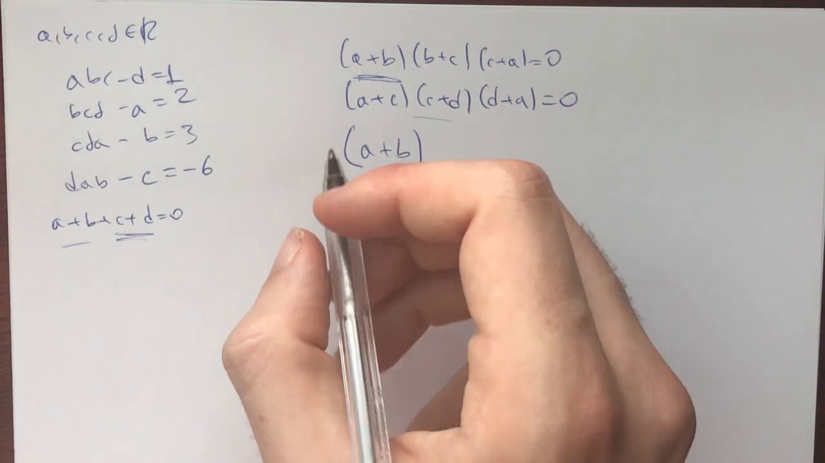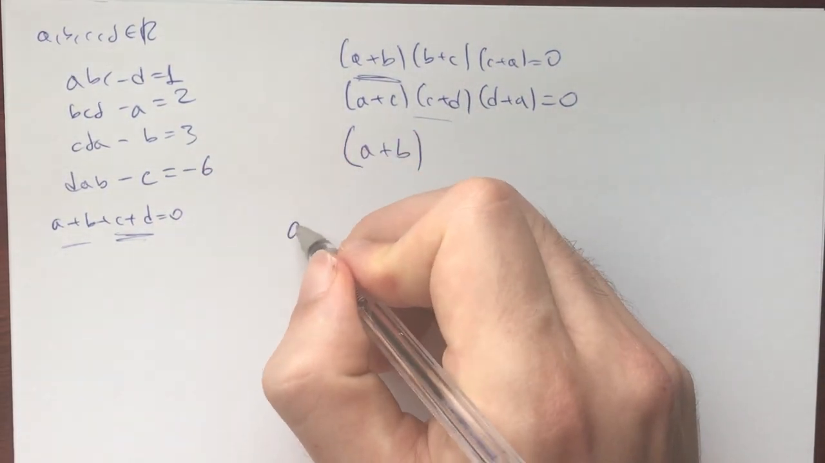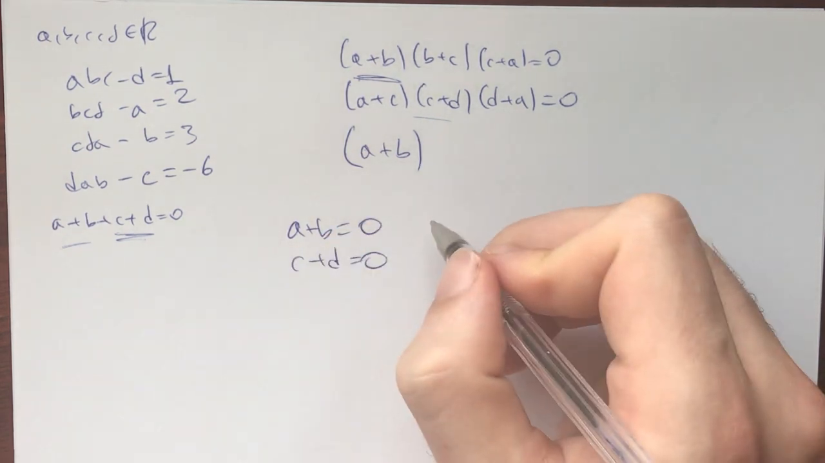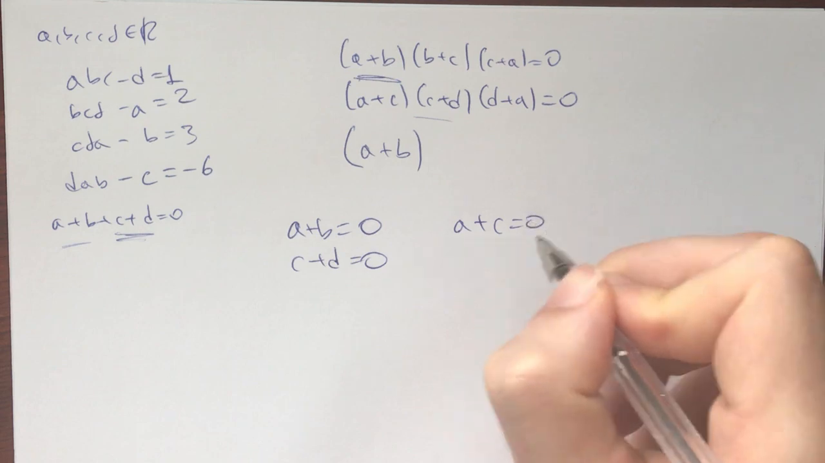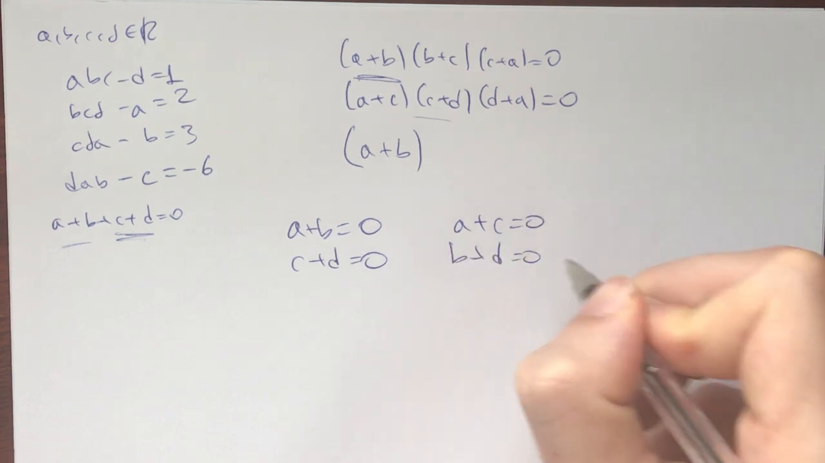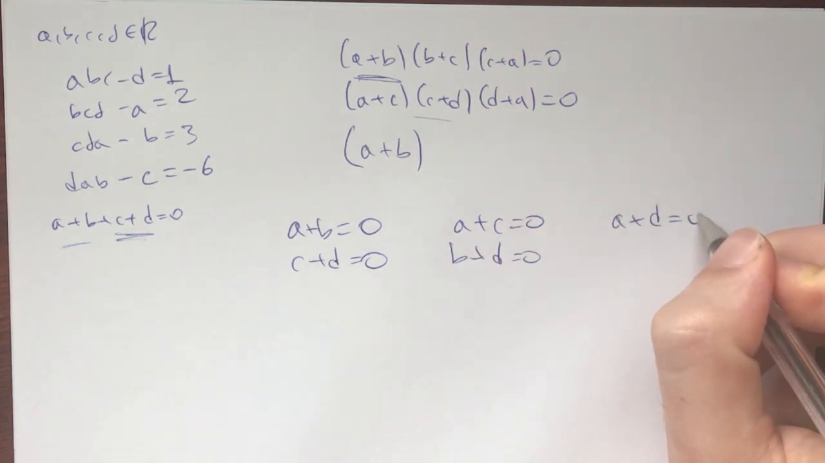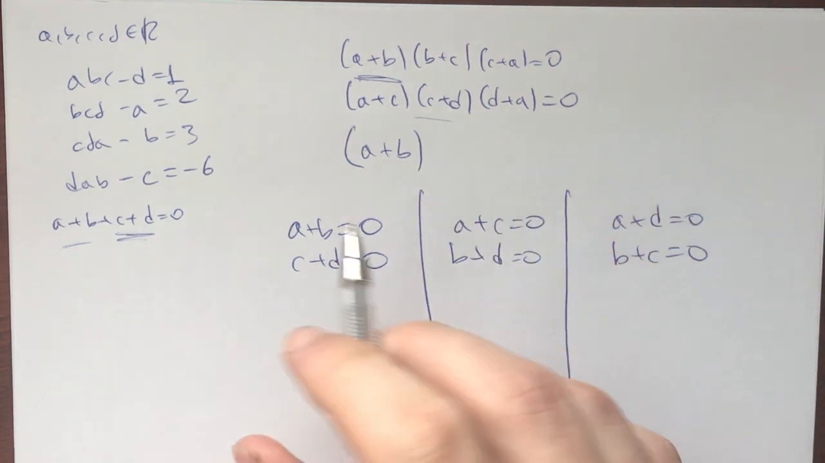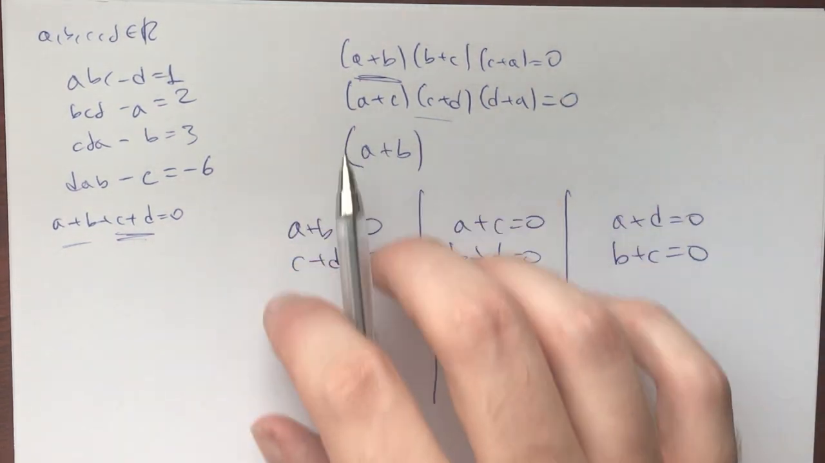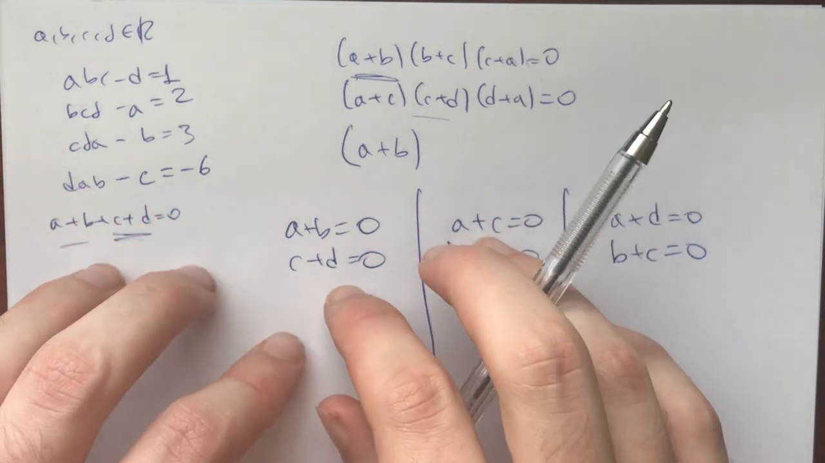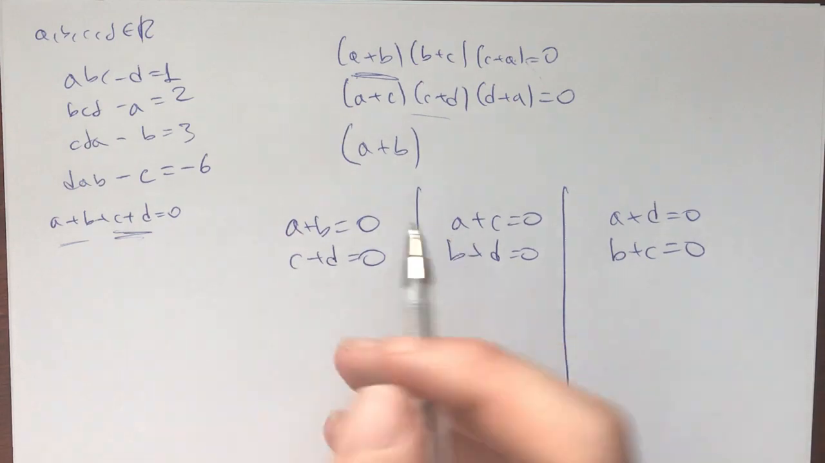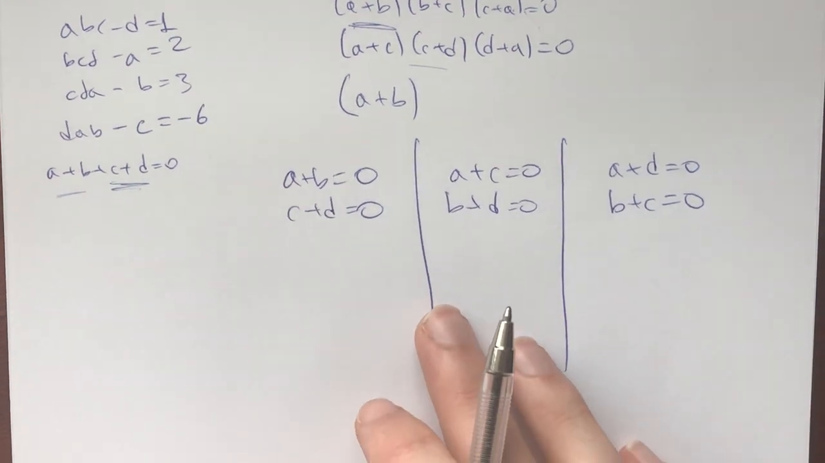So we need to look at maybe cases. Case 1 is if a plus b is 0 and c plus d is 0. And we have a case where a plus c is 0, b plus d is 0, and we have a case where a plus d is 0 and b plus c is 0. So we have maybe these 3 cases, and we can try to solve the problem by doing this. And I invite you to check out for yourself whether you think this is a good path for the next 5 minutes. For me, this seems like a decent idea to try out, so let's do it.